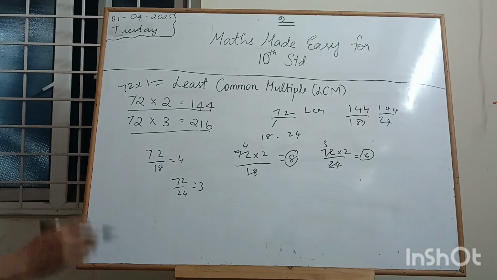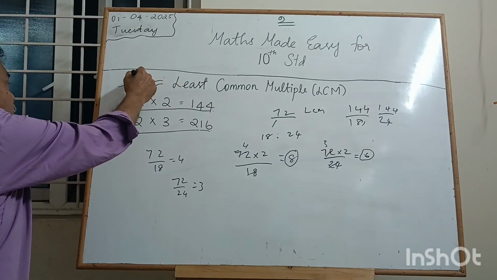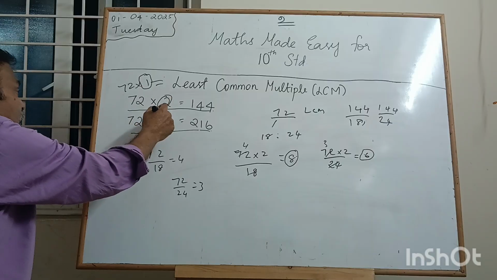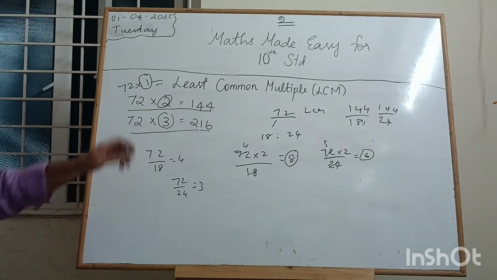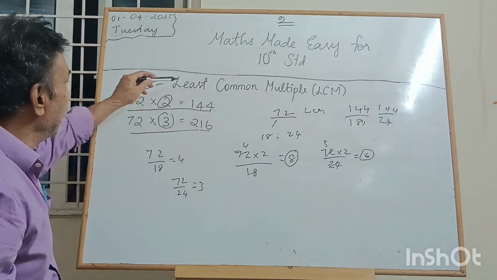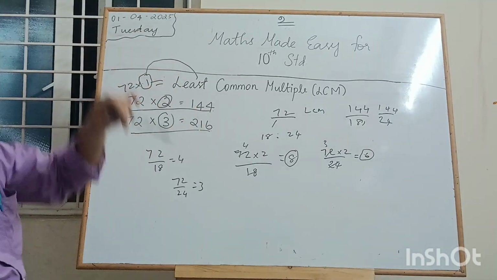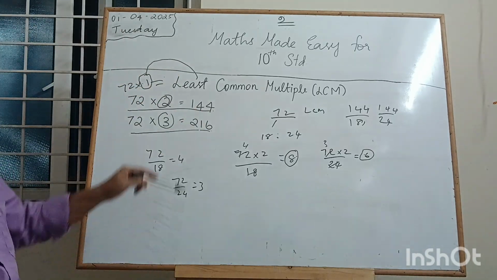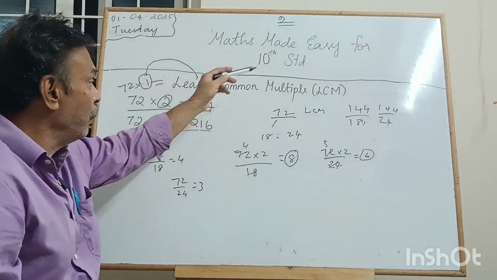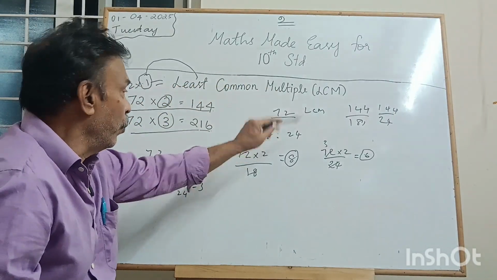Okay. This is why it is called least common multiple. This is 2. This is 3. So this is why this one is the least. So this is the meaning of least. That is why it is called the least common multiple of 18 and 24.